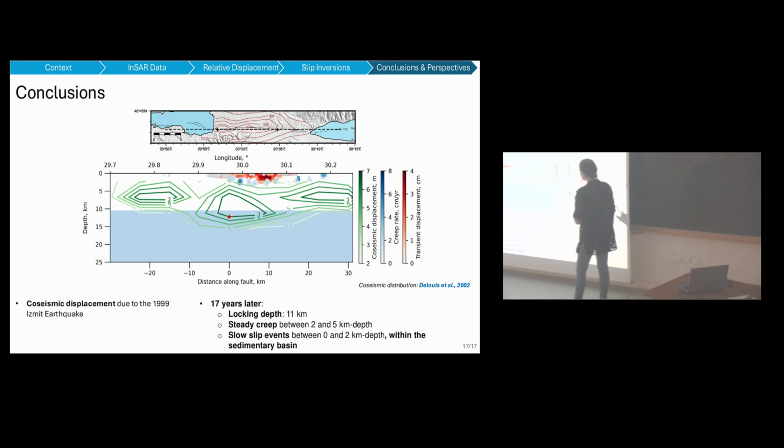So what we can conclude is that the establishment of this steady creep and these transient events seem to compensate the slip deficit by releasing more strain. And because of the presence of the sedimentary basin, it seems that we have some difference in the frictional properties. And so we have two different mechanisms in this area. But we'll see with further detection. So thanks a lot.